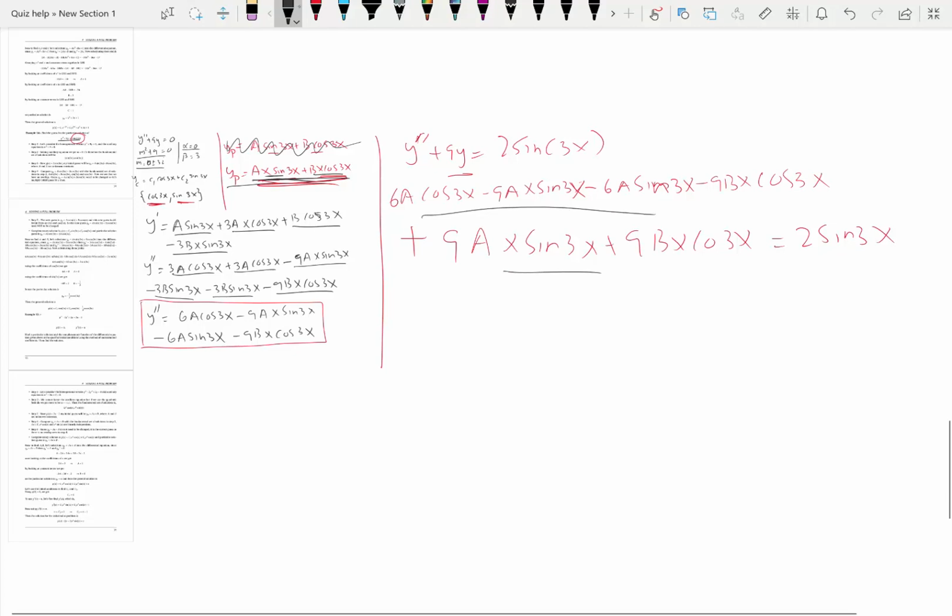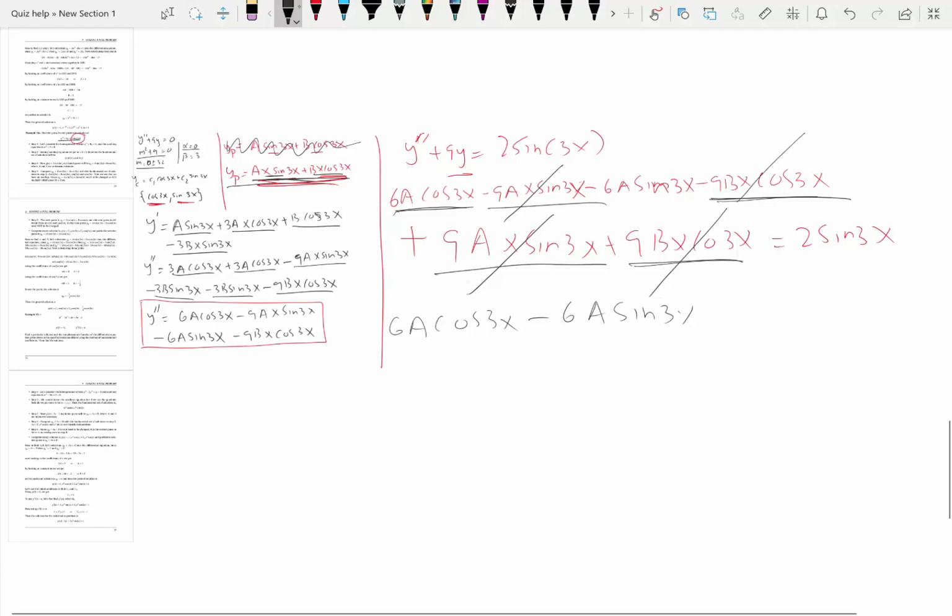Let's try to see whether we can simplify terms here on the left. If we take the cosine terms, 6a cosine 3x, minus 9bx cosine 3x, and 9bx cosine 3x, those cancel out because of the opposite signs. Good. How about the sine terms? Negative 9ax sine 3x and 9ax sine 3x, those two cancel out. Good. So we are just left with 6a cosine 3x minus 6a sine 3x, is equal to 2 sine 3x. Good. Now let's try to compare the terms.